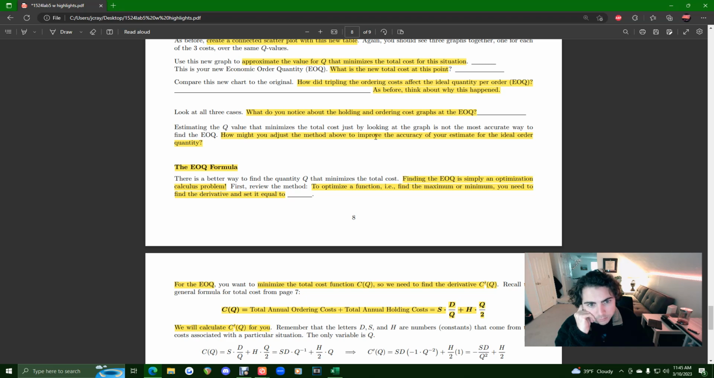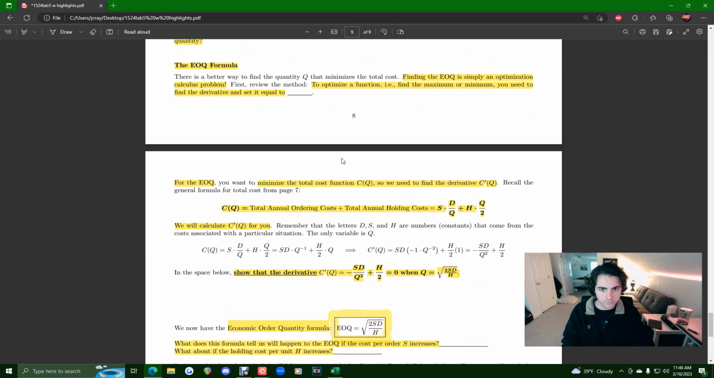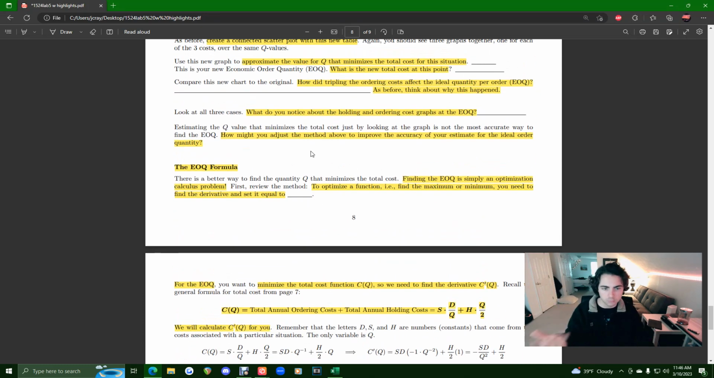How might you adjust your method to improve the accuracy of your estimate? Okay, so looking at the graph is not the most accurate way. If we were adjusting this method, I would probably not go in quantity intervals of 50. You could just go in quantity intervals of 1 and get exact answers, so you don't have to approximate anything. It'd be very easy to just go up by 1 each time and find the minimum based on that.